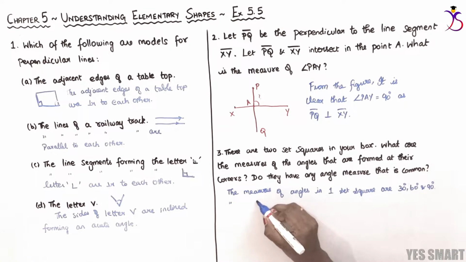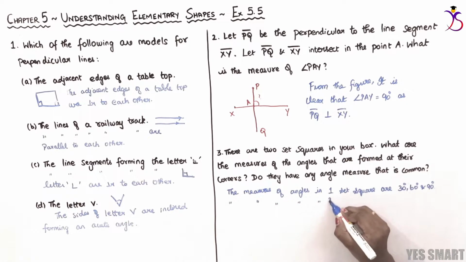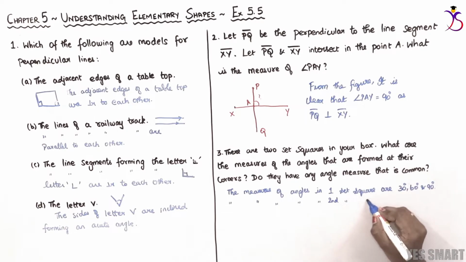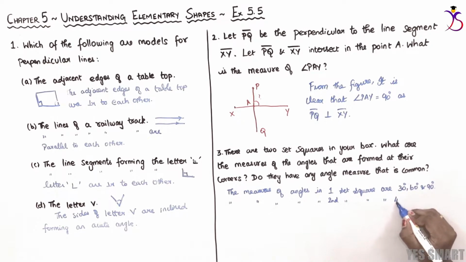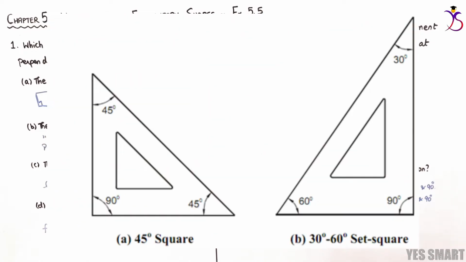Similarly, the other set square we have, right? The measures of angles in the second set square, the other one which we have in the box, are 45 degrees, 45 degrees and 90 degrees. On looking at the set square itself, we can see the angles. In the first set square, we have 30, 60 and 90 degrees. And in the second set square, we have 45, 45 and 90 degrees.